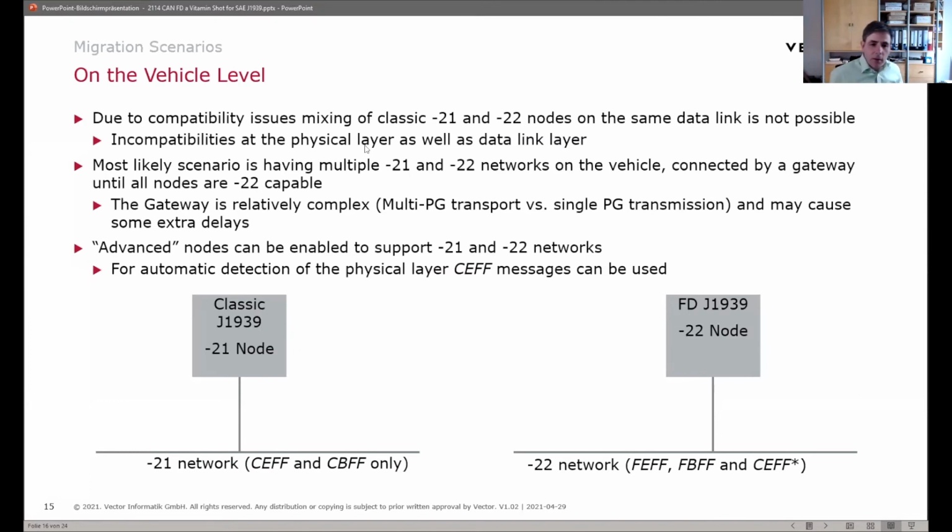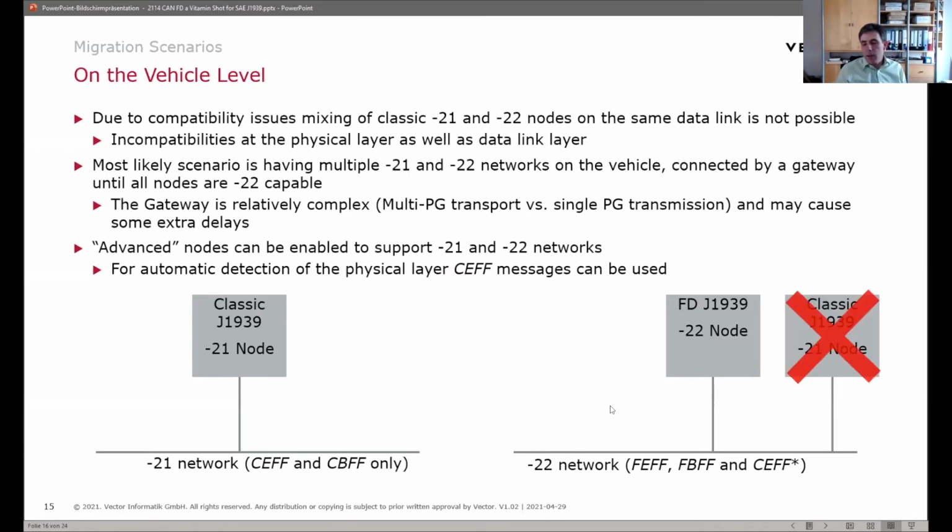And so most likely, the J1939 committee believes it is very likely that you have, for a certain amount of time, two networks. One utilizes the network which supports classic nodes only, and there is a new data link which probably will increase over time with all new nodes, if there are new nodes available. And then you have to connect those two networks together.